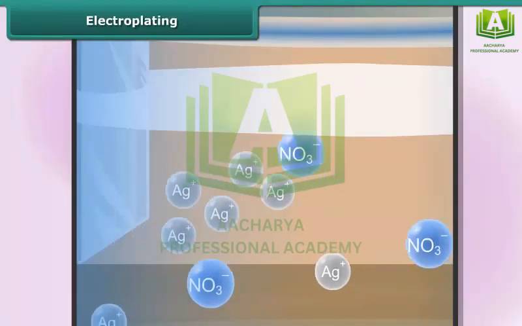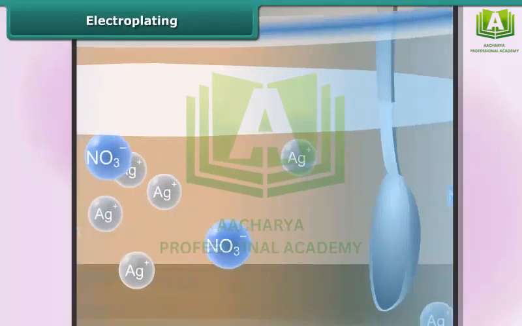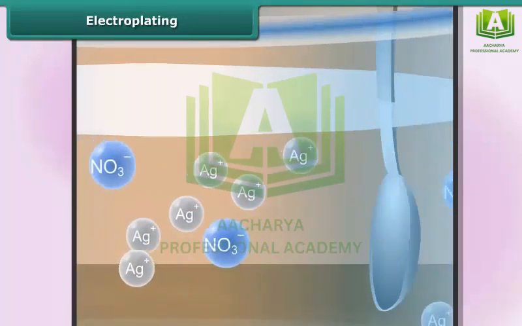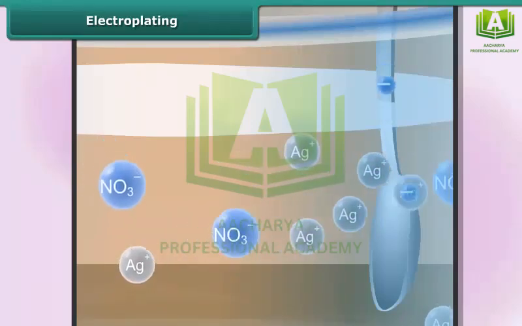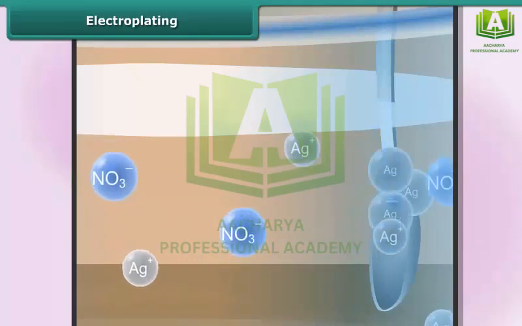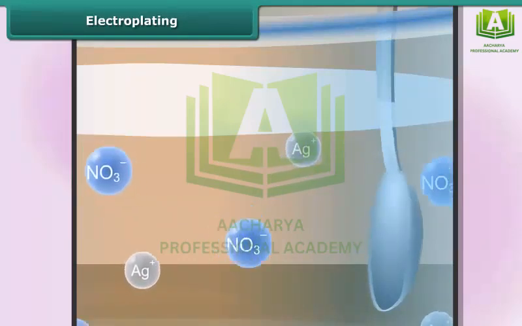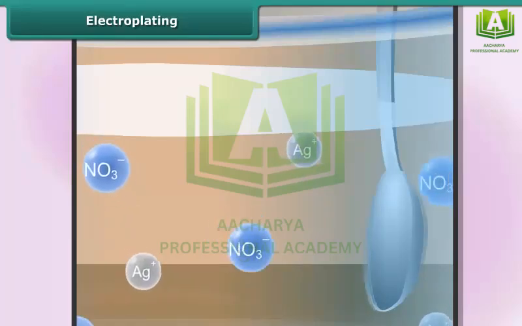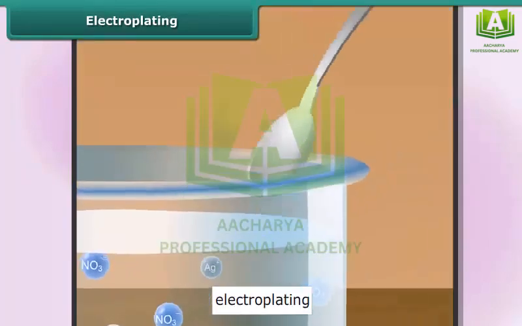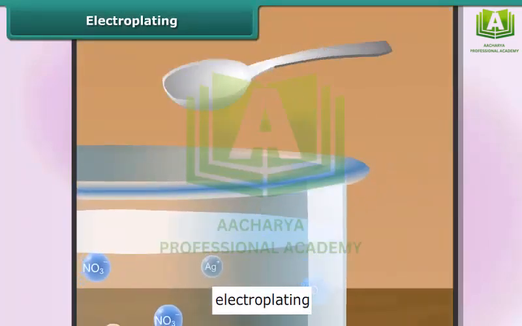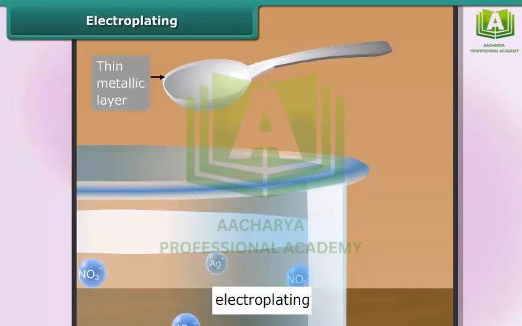This results in the formation of positively charged ions, which separate from the anode and pass into the solution. There they migrate towards the cathode, attracted by its negative charge. When they reach the cathode, they accept electrons from it and change into silver atoms, which deposit onto the cathode in the form of a thin metallic layer.